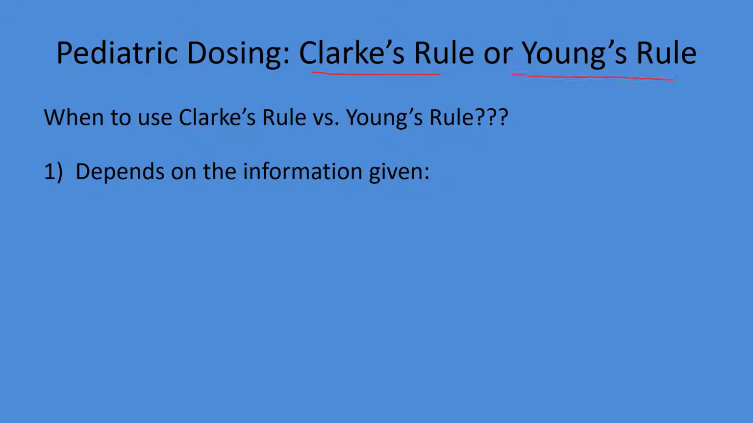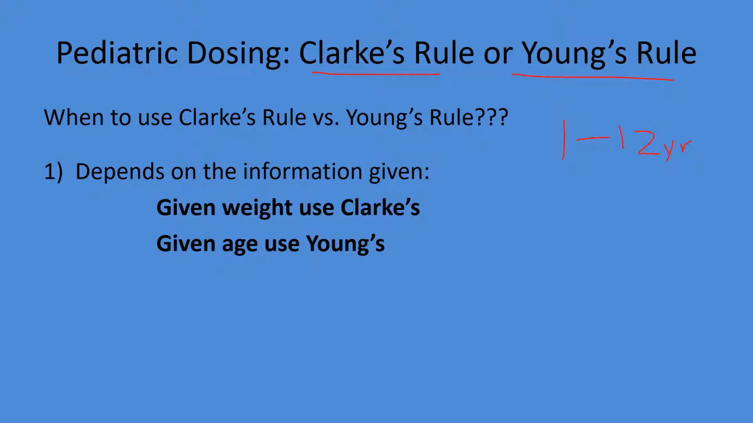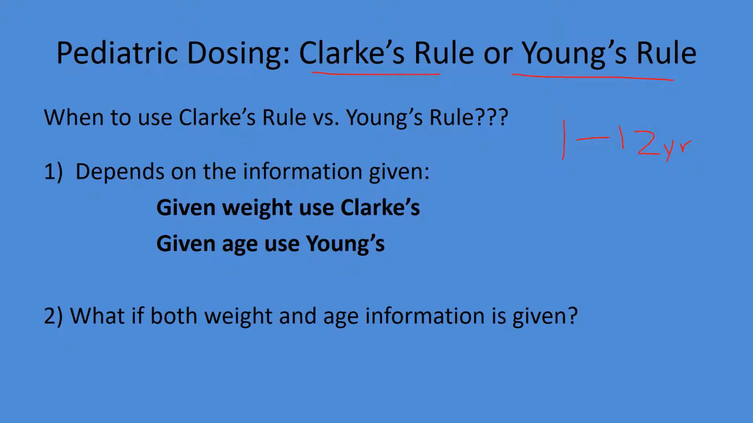Clarke's rule and Young's rule are both for children, about 1 through 12 years of age. So what if you're given just the weight information? Then you'll use Clarke's rule. If you're just given the age information, you'll use Young's rule. However, if you're given both age and weight information, you have to solve for both, use both equations, Clarke's and Young's, and then give the child the lower dose, whichever amount is lower.